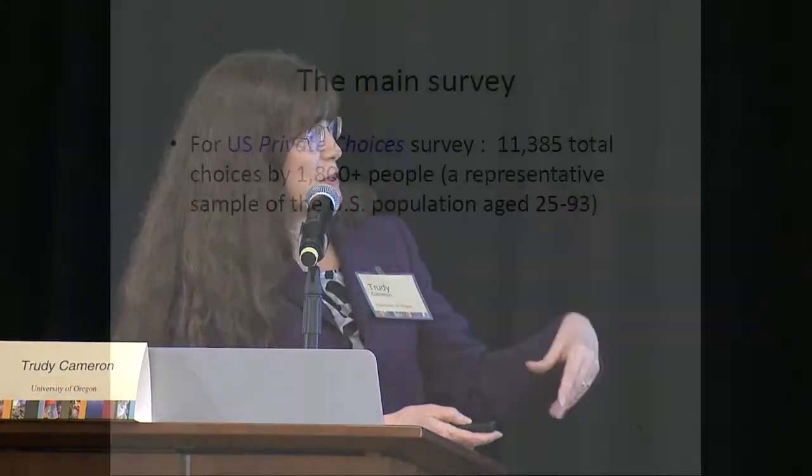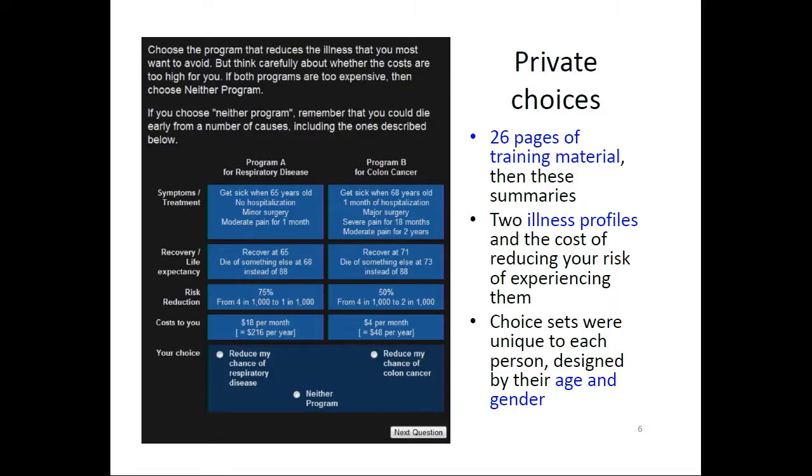So 11,000 odd choices, lots of people, stated preference survey. This is in the slides, it's too small. But so there were these typical choices, conjoint choice analysis with some attributes in the rows and some alternatives in the columns and lots of training. This wasn't the first thing they saw. The scenarios that we provided people were indexed by their age and gender.